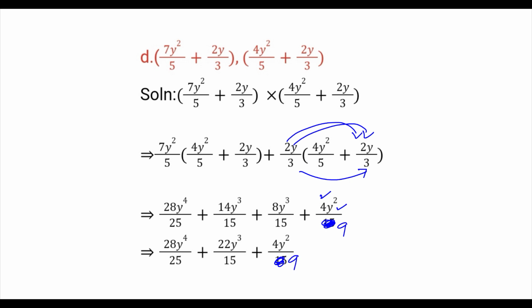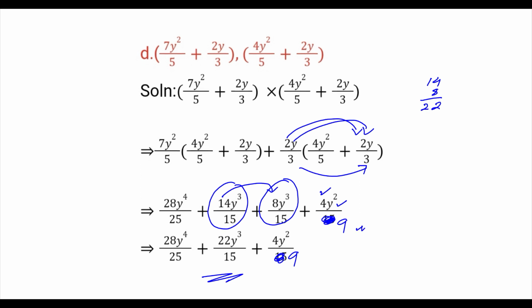Now if you look here, once again, can you see that we have the common 14y cubed by 15 and 8y cubed by 15. So we simply just have to add them. Okay, add the numbers here. 14 plus 8, if you do 14 plus 8, then we're going to get 22. All right, so 22y cubed by 15. So correct this one. Okay, it's supposed to be 3 3s are 9.